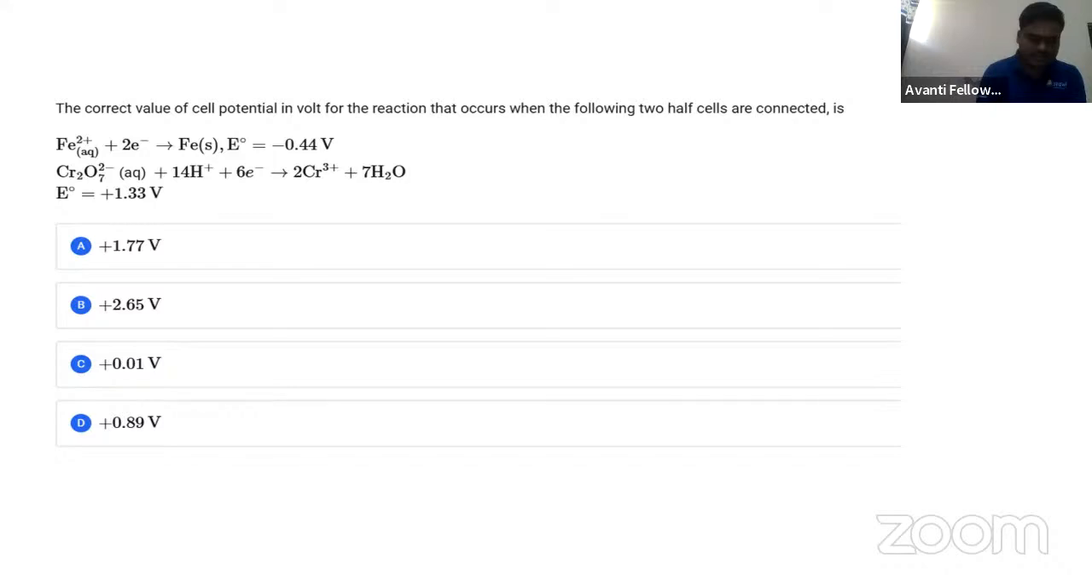It is very simple. We just need to calculate the EMF of the cell, nothing else. So how do we calculate the EMF of the cell? With the formula E cathode minus E anode, right? EMF of the cathode minus EMF of the anode.